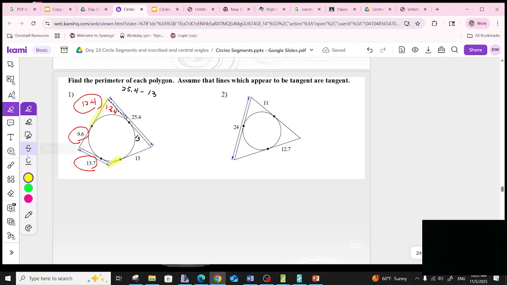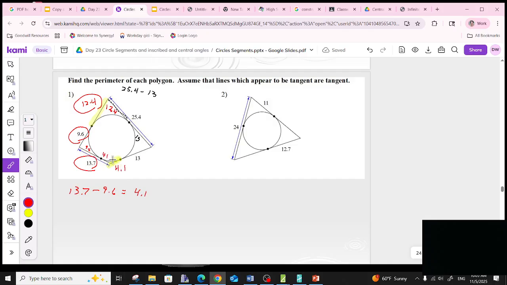13 minus 13.7? Correct. So if I do 13.7 minus 9.6, because this inside here is 9.6, what does that equal? 4.1. So then this little piece in here is 4.1. So that means this outside piece is 4.1.